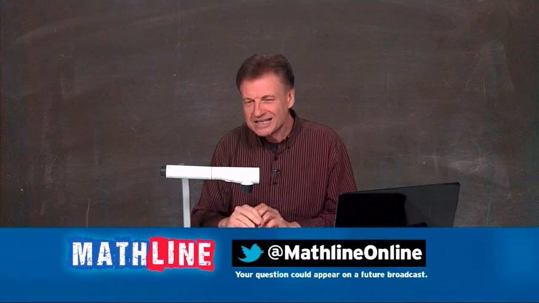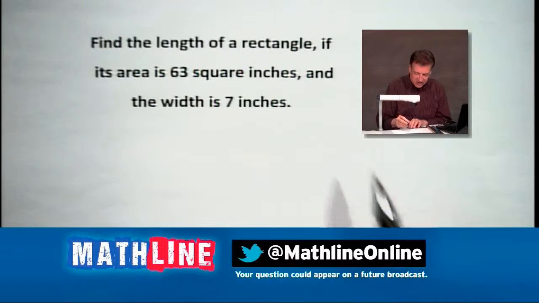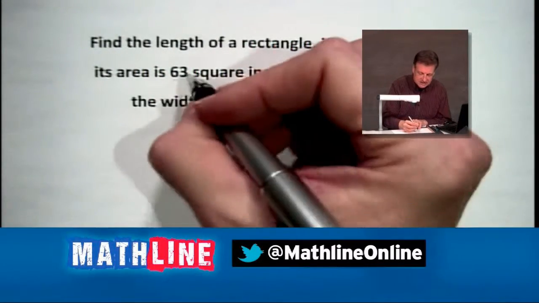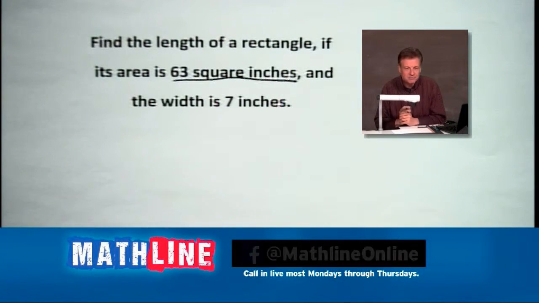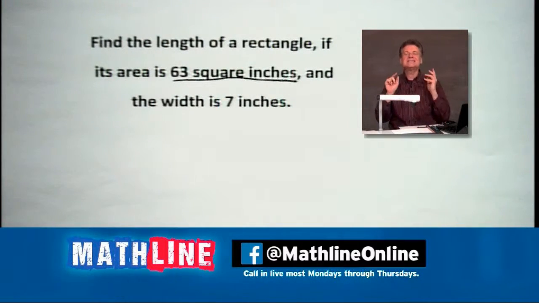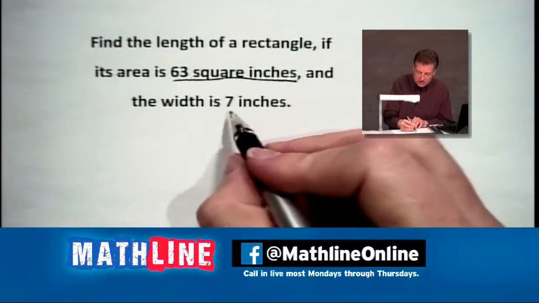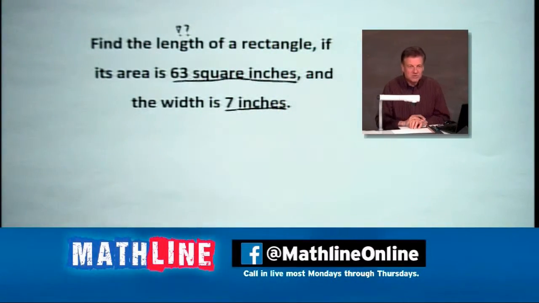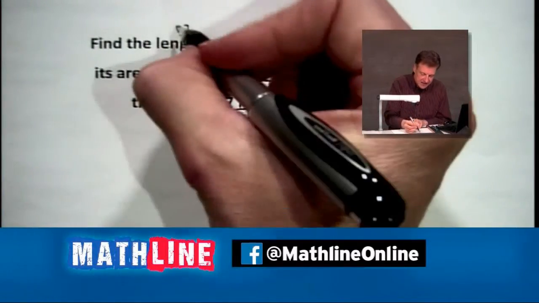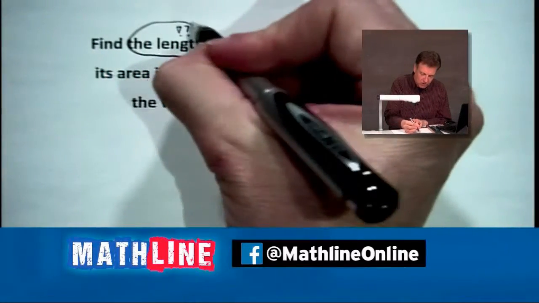So let's take a little twist on the rectangle. It says find the length of a rectangle if the area is 63. So this time we're starting with our area. Square inches this time. The width is 7 inches. So what we're going to do is figure out what is the length right up there. That's what we're thinking. What is it? That's our important moment right here.